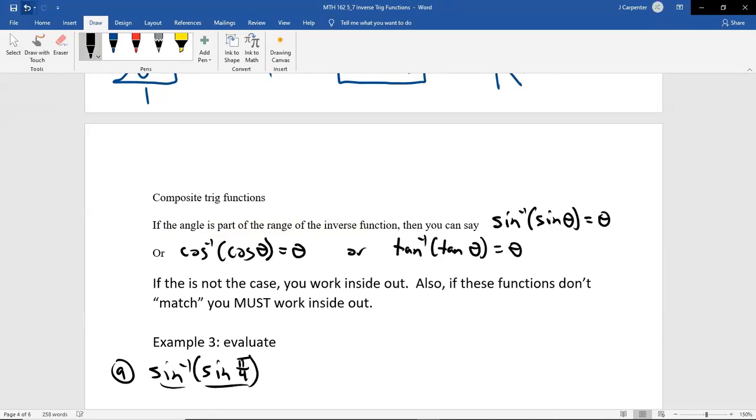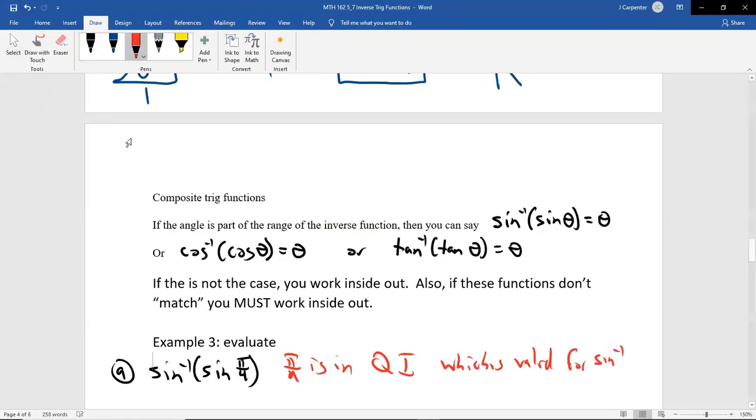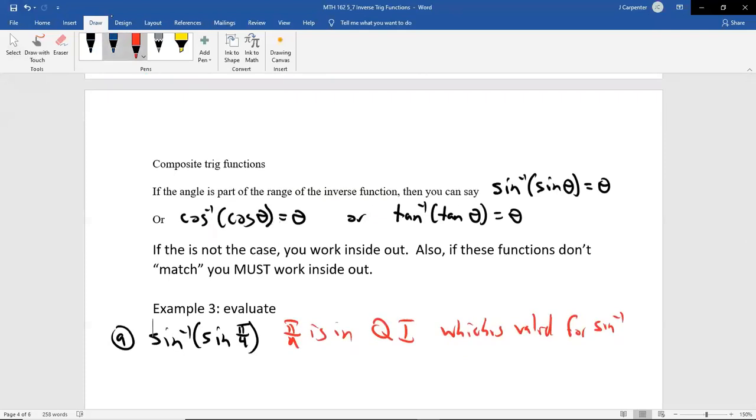Well, these two are the quote same, they match, they're inverses of each other, which means maybe we'll have this special case. If the angle is part of the range, then we can just say the whole thing would be equal to pi over 4. Don't assume though, make sure it's right. So pi over 4 is in which quadrant? Quadrant 1, which is valid. Inverse sine is valid in quadrants 1 and 4. So this is fine. So we can just take that quick little cheat and say the answer is equal to the argument, pi over 4. Easy peasy.